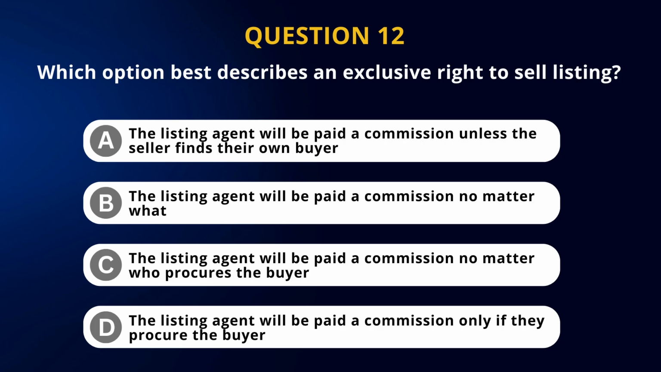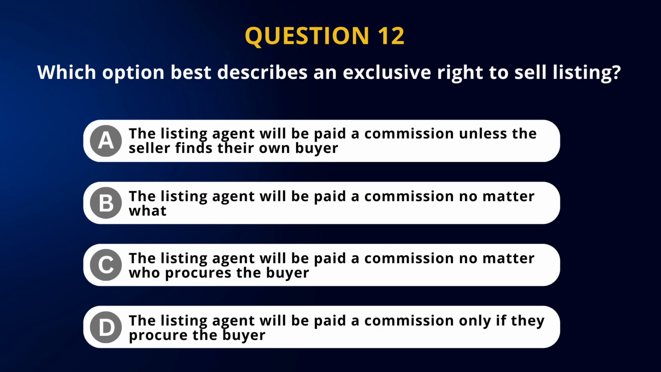Question number 12. Which option best describes an exclusive right to sell listing? Letter A, the listing agent will be paid a commission unless the seller finds their own buyer. Letter B, the listing agent will be paid a commission no matter what. Letter C, the listing agent will be paid a commission no matter who procures the buyer. Letter D, the listing agent will be paid a commission only if they procure the buyer.